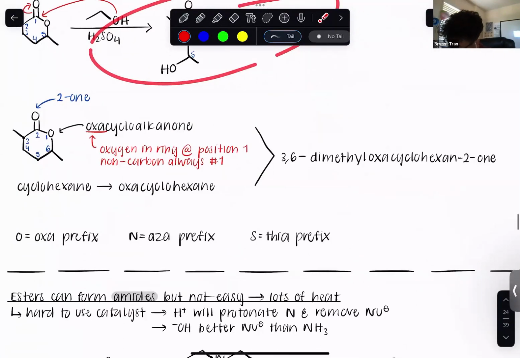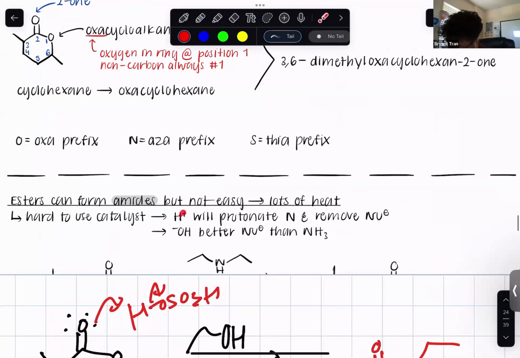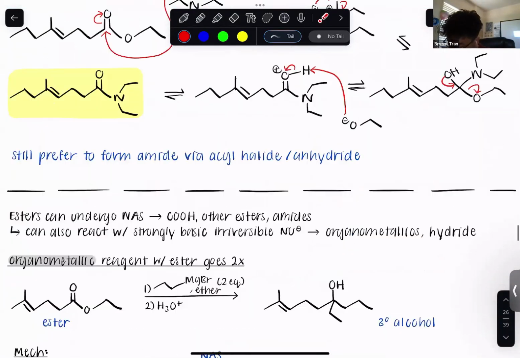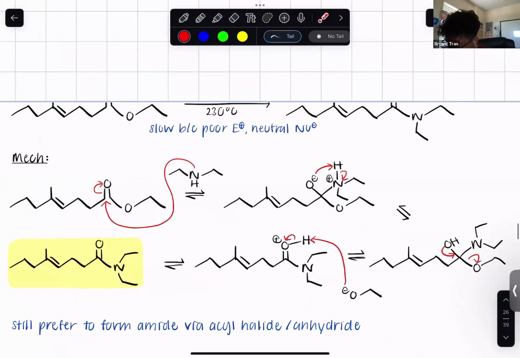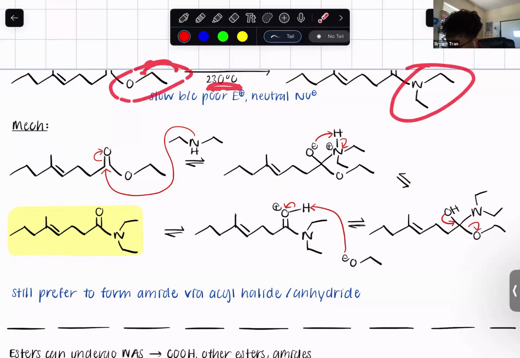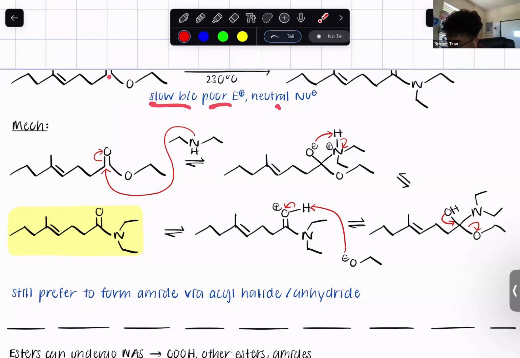Okay. Esters can form amides, but not as easy. We need a lot of heat, because we're trying to form a less reactive derivative, and ester is not a reactive derivative. So let's say we have this ester right here with heat and an amine. We can substitute the leaving group with this amine right here, but we need a lot of heat, right? And it's slow because an ester is a poor electrophile, and we're using a neutral nucleophile, which is the neutral amine.